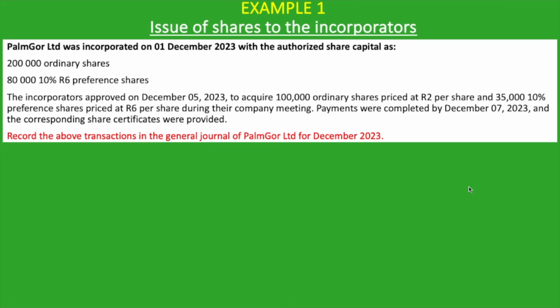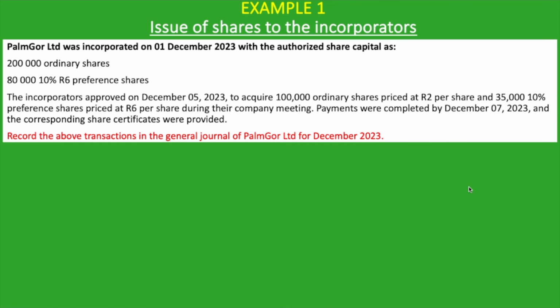Palm Gold Limited was incorporated on the 1st of December 2023 with the authorized share capital as 200,000 ordinary shares and 80,000 10% 6 Rand preference shares. I'm sure we already know what authorized share capital is. Of course, these are the maximum amount of shares that the company can issue for each class of the shares, ordinary shares and preference shares.